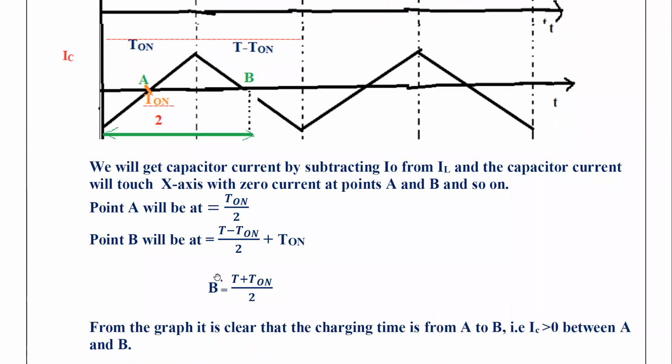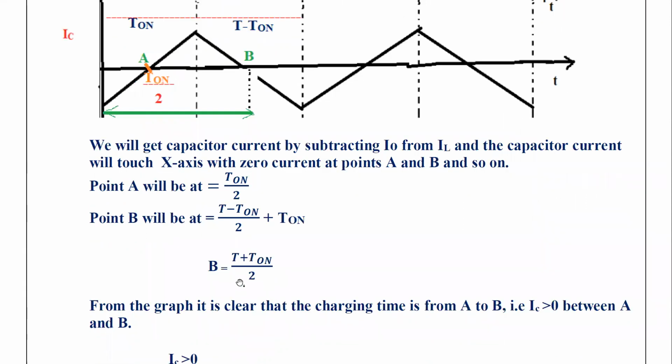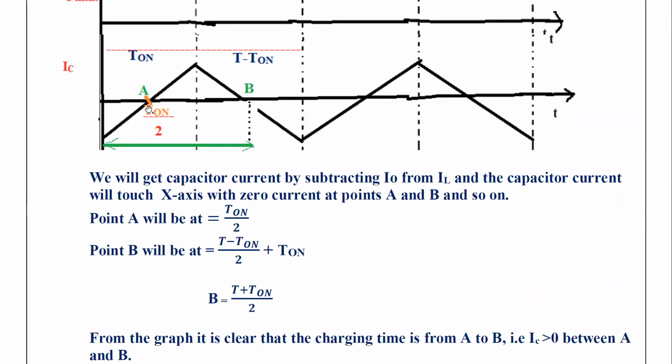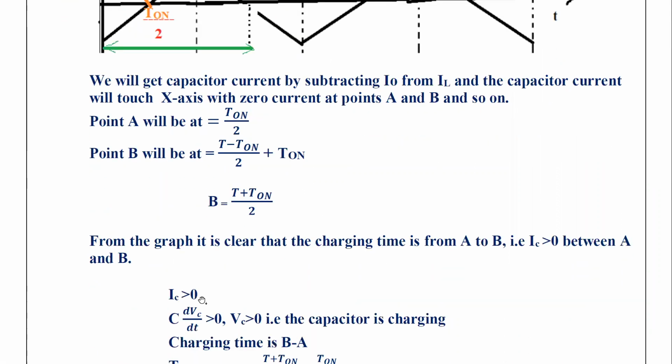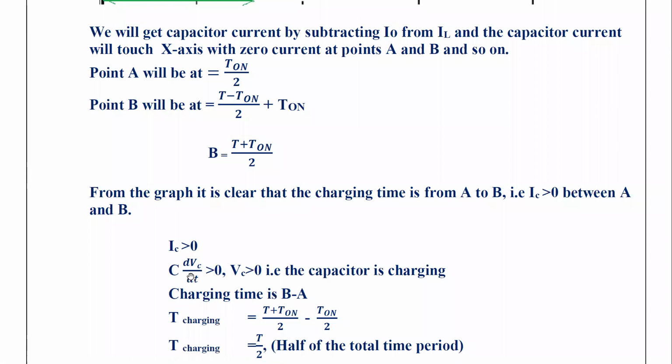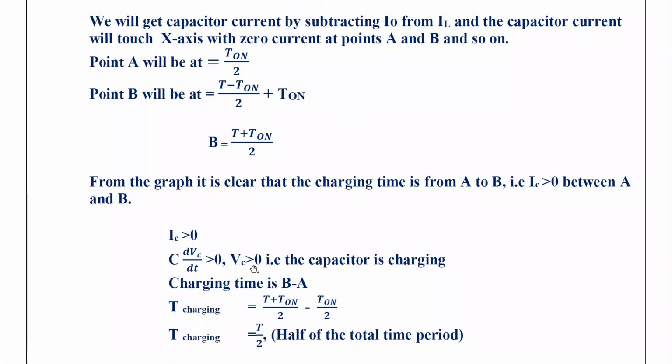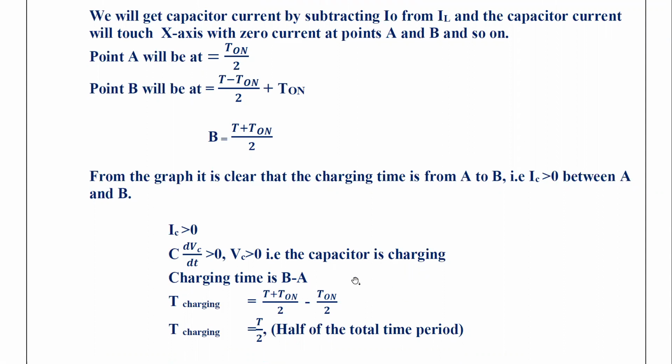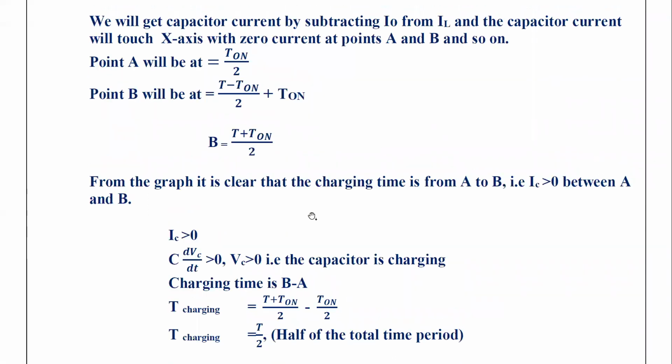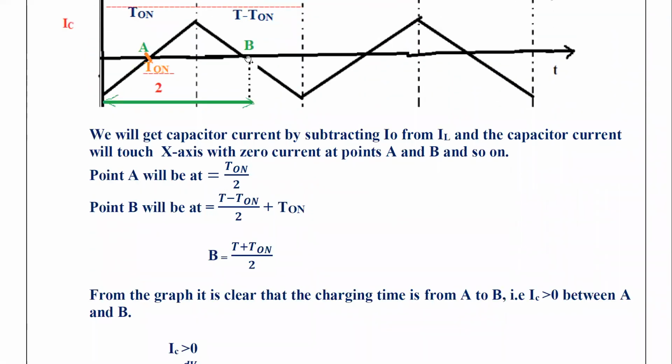The point B location can be calculated as B equal to T on plus T minus T on by 2. If you simplify this equation, you get T plus T on by 2. So from this graph, point A and point B are calculated like this. It is clear that from point A to B, the inductor current is positive. Therefore, IC is greater than 0, C dVC by dt is greater than 0, and therefore VC is increasing. That means the capacitor is charging, and the capacitor charging time is from A to B.